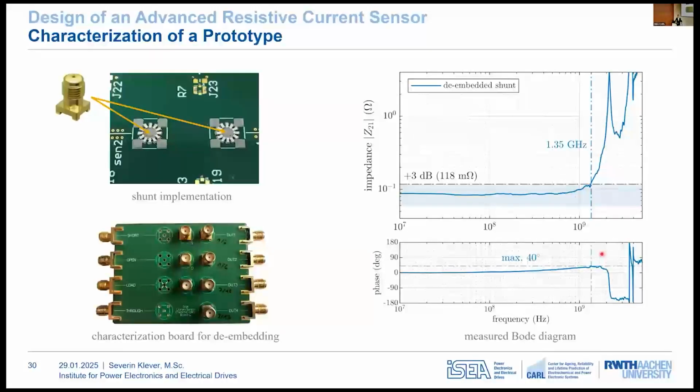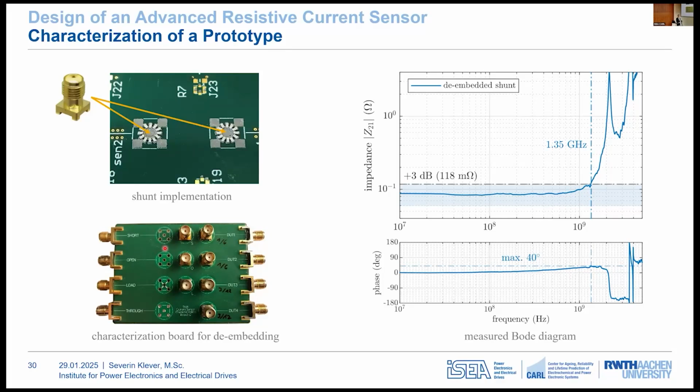To measure the transfer function in the frequency domain, I implemented several prototypes on a characterization board to conduct measurements with a network analyzer. And in the first image, you can see the resistors before placing the connector. The other image shows the complete characterization board that enables de-embedding the shunt structure from the rest of the PCB by applying a SOLT calibration routine.